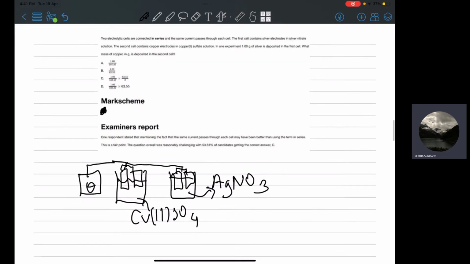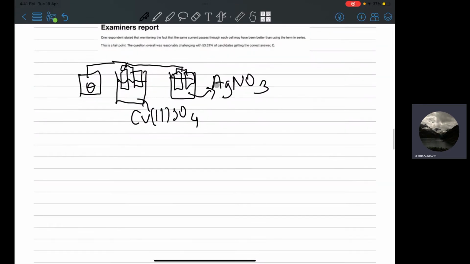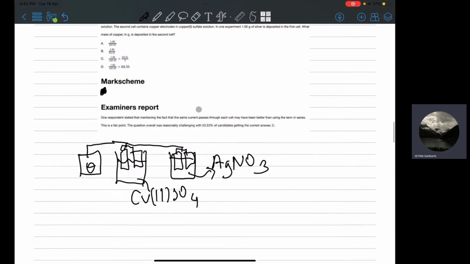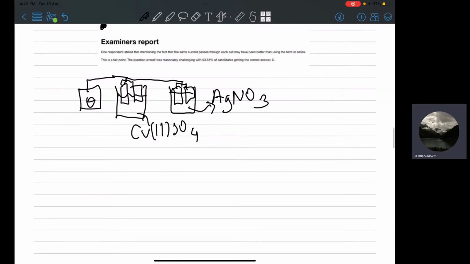Okay. So they've told you that 1 gram of silver is deposited in the first cell. What mass of copper in grams is deposited in the second cell? Now, again, the process is the same. Write down the half equations for the reaction that is happening. They've told you that silver is being deposited. What is the half equation for silver? Well, we know that it's Ag+. It's going to gain an electron, and it's going to form Ag. So this is our first equation for silver.